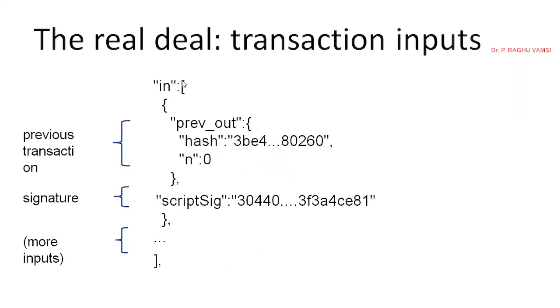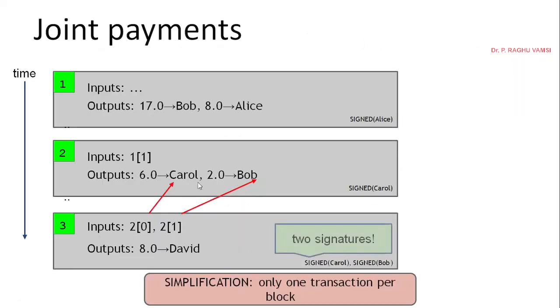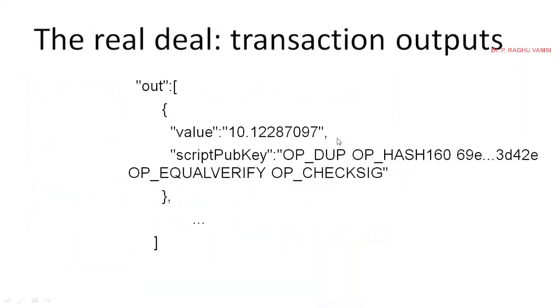If you want to make a joint payment, this is the first input. You have seen previously, if you make a joint payment, you got the transaction like this. This is the first from the second block, 0th transaction, second block, first transaction. So these two were combined. Like that you can have any inputs like this.